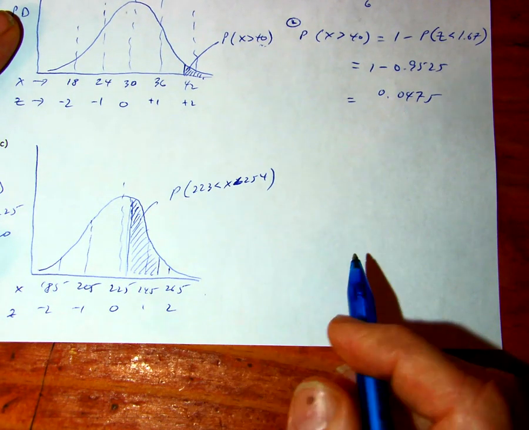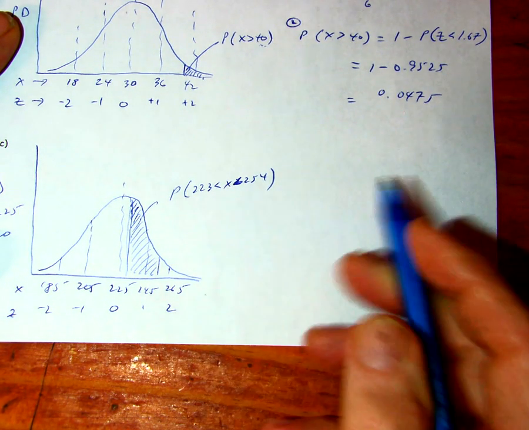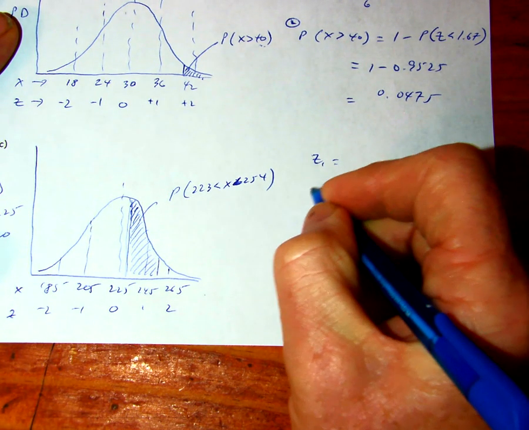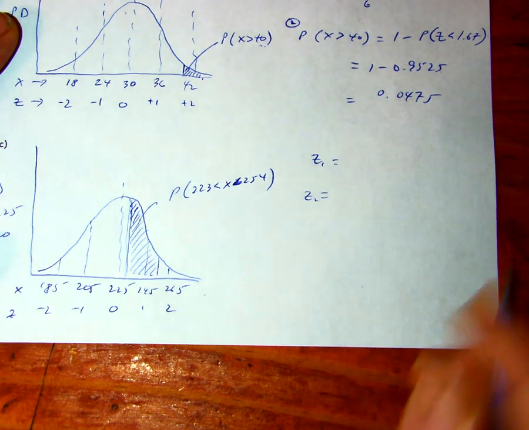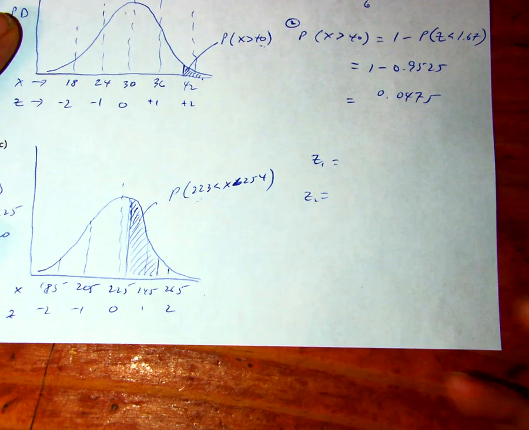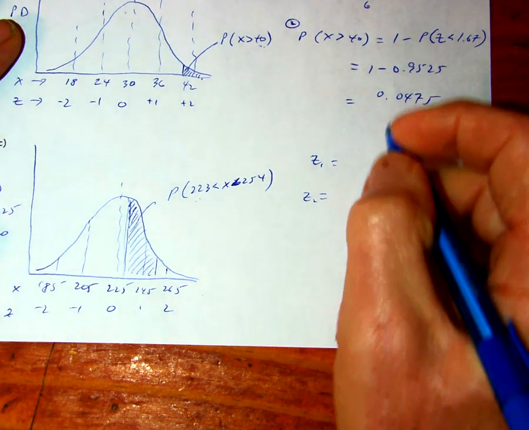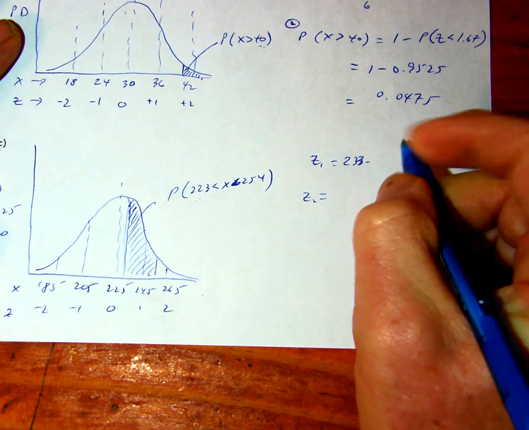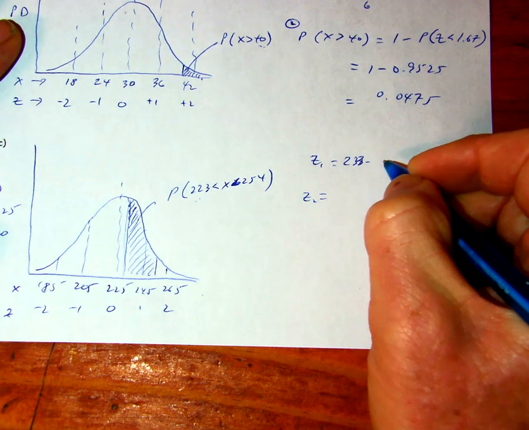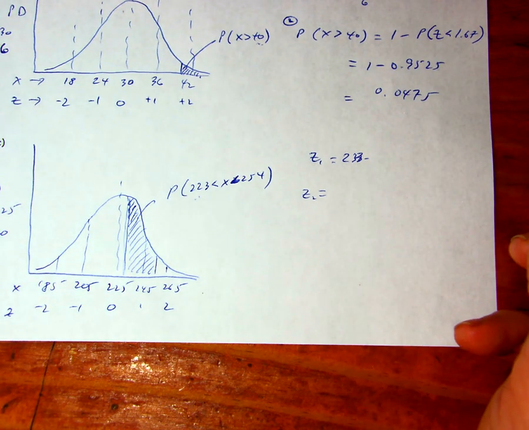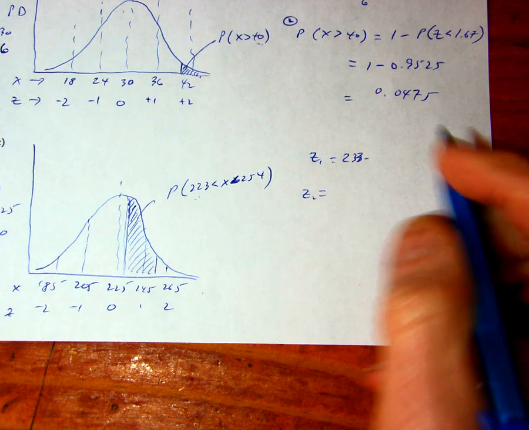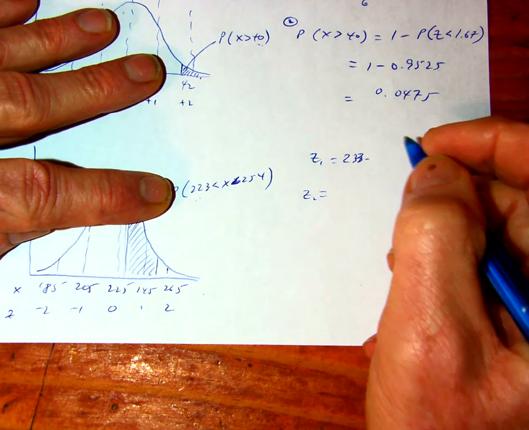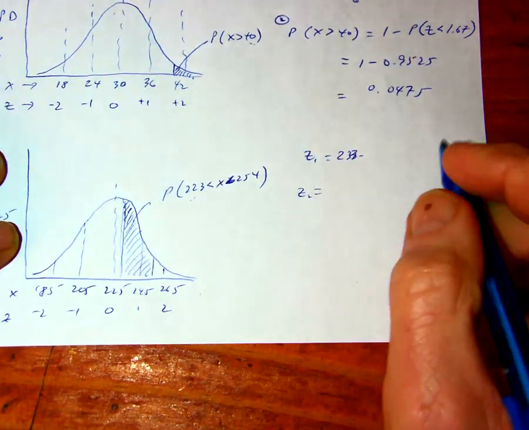Well, we have 2 numbers now. We have to calculate z-scores for both. So let's call it z1 and z2. What would z1 be? Let's say the lower one. 233 minus 225 over 20. Was it 223? 233. Minus 225, that's what the mean is.